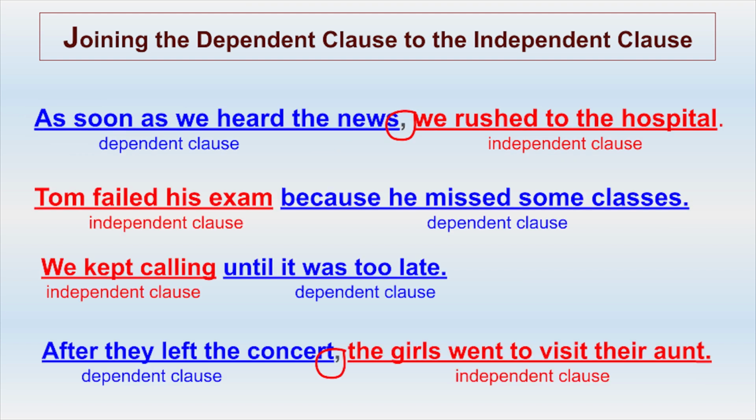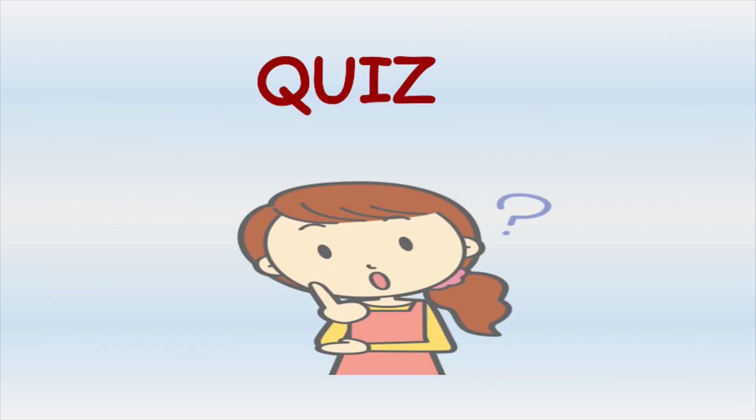Now, to test yourselves, let's do a short quiz. Identify which clause is an independent clause and which is a dependent clause. Remember that the independent clause expresses a complete thought. It can stand on its own. And the dependent clause does not express a complete thought. The dependent clause usually starts with a subordinating conjunction. Each clause has a subject and a predicate that contains the verb. You may pause the video to write your answers.